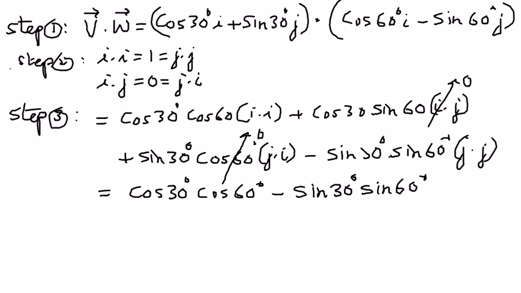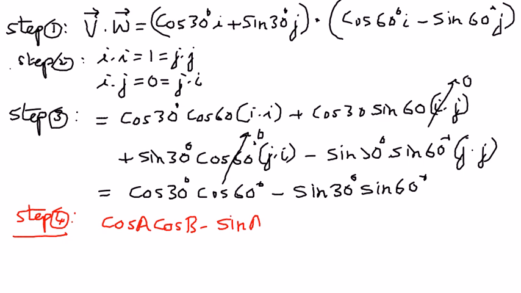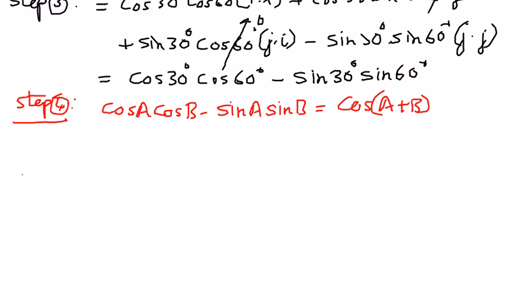From trigonometry, I'm going to write that in red here as step number 4. From our trigonometry knowledge, we know that if we have cosine A cosine B minus sine A sine B, we can write this as cosine of A plus B. That is one of the properties in trigonometry. We will use that property here to simplify this some more.